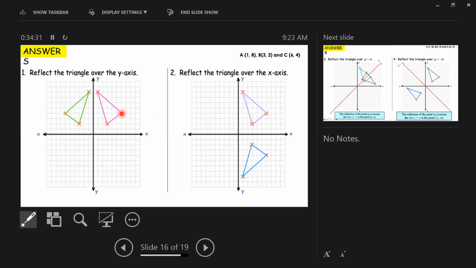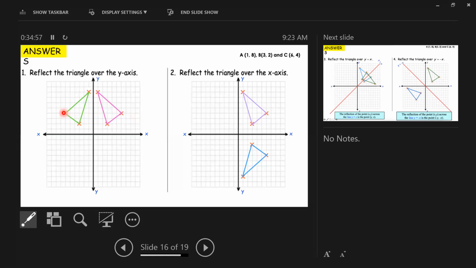So you would count 1, 2, 3, 4, 5, 6, 7. Good. And 6, because it is 6 away from the mirror line, on the other side of the mirror line you have to count the same 6. So you would say 1, 2, 3, 4, 5, 6. And this is where you would plot your image points.